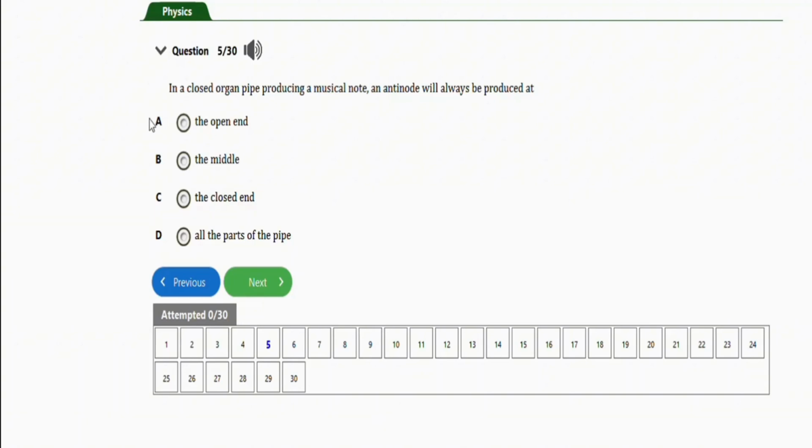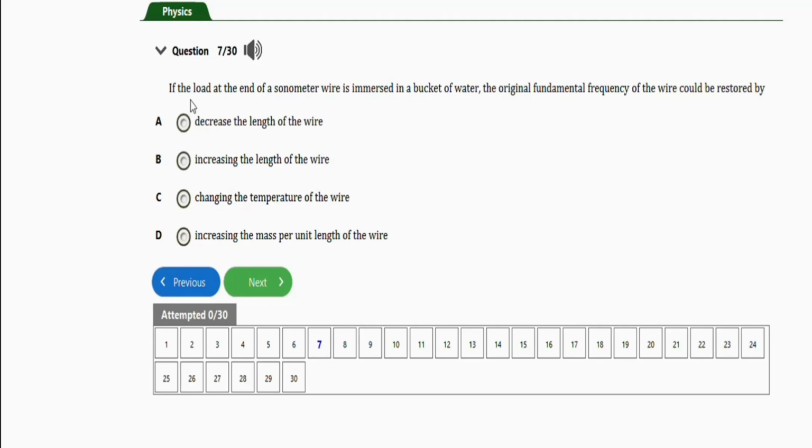Okay, the next repeated question will be this question. It says, if the load at the end of a sonometer wire is immersed in a bucket of water, the original fundamental frequency of the wire could be restored by, we have option A, decreasing the length of the wire, increasing the length of the wire, changing the temperature of the wire, increasing the mass per unit length of the wire. So the correct option in this question is option B, which is increasing the length of the wire.